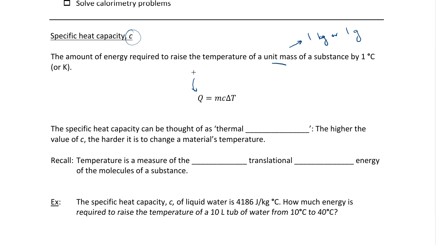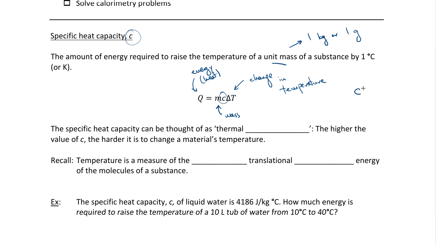Q, as we've seen, is energy or heat. And the energy gained or lost by a substance is equal to its mass, given the symbol m, multiplied by its specific heat capacity, c, multiplied by the change in temperature. And so the specific heat capacity is a measure of how much energy you need to put into something to get it to change temperature.